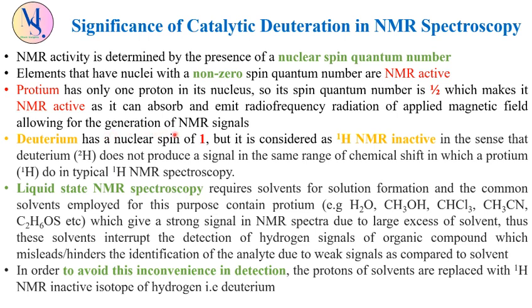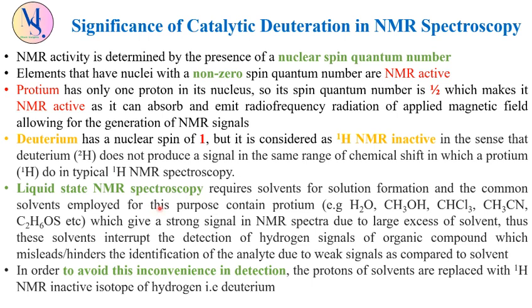On the other hand, deuterium, which has one proton and one neutron in its nucleus, its spin quantum number is 1, but it is considered as proton NMR inactive in the sense that deuterium does not produce a signal in the same range of chemical shift in which a protium does in a typical proton NMR spectroscopy.